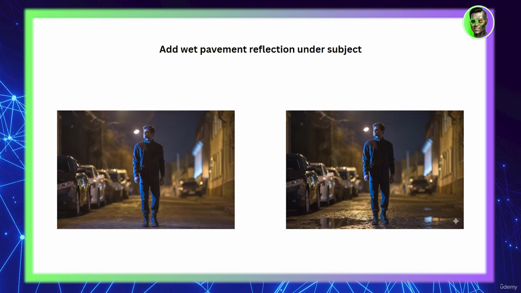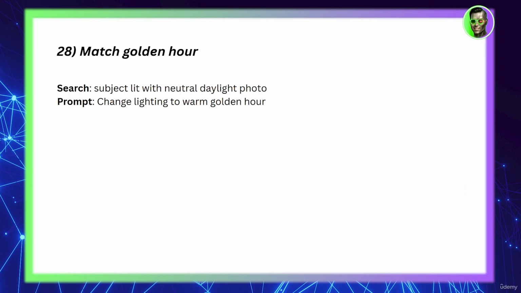You can also add wet pavement street reflection. Whenever there's somebody talking, it adds more cinematic effect. To take a picture of a person who's walking in the street, add like a small lake next to him with a reflection of his body there.